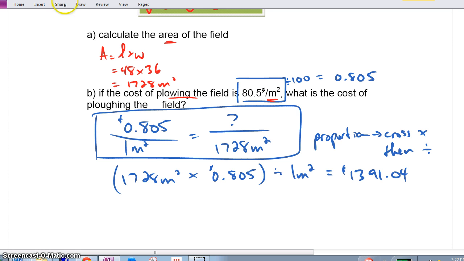All right. Again, look that through. Make sure you see the connection there. We're cross multiplying. That's this step, and then we're dividing by the 1. That's this step right here. Cross multiply and then divide.